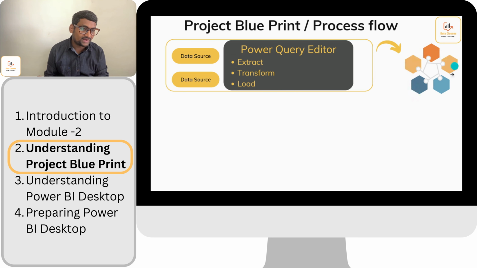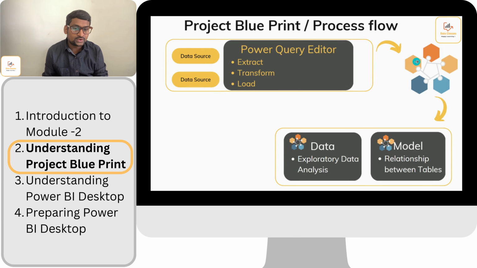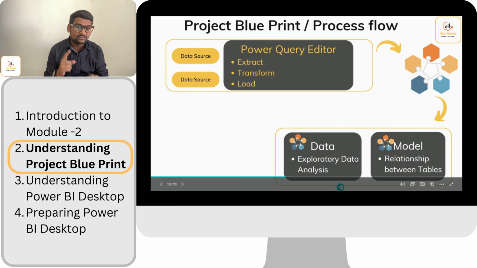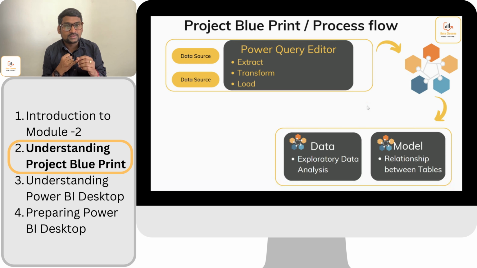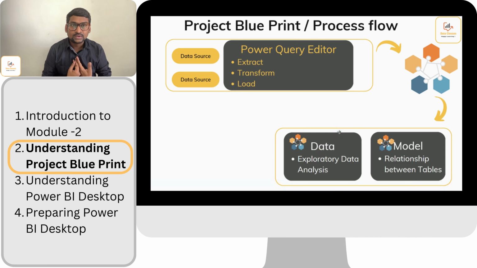Here 1, 2, 3, 4, 5 tables have been created to load. This loaded data will be loaded into my Power BI environment. You remember that we have three different panes in Power BI Desktop. One was the report, another was the data, and the third one was the model. So these tables will be loaded into the data and model. Data is where we will do our exploratory data analysis. We will explore more into the data in this data pane.